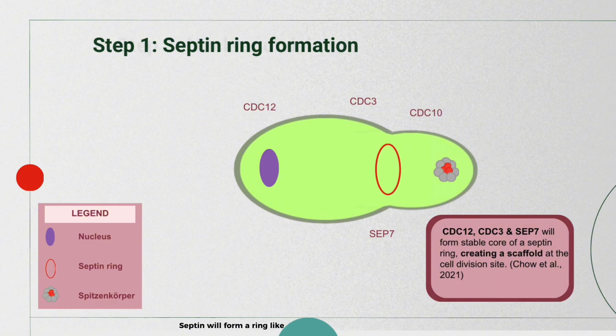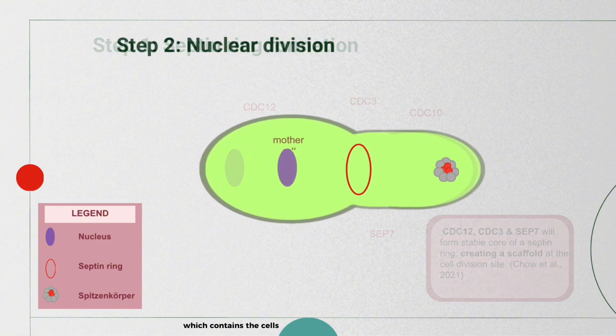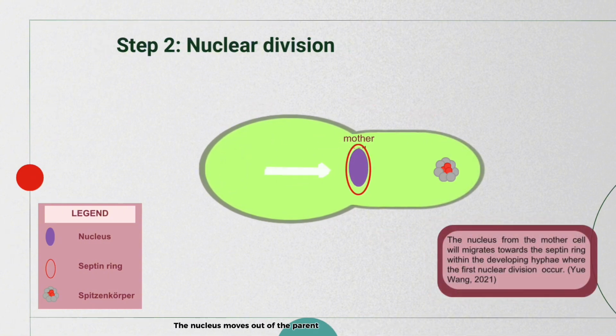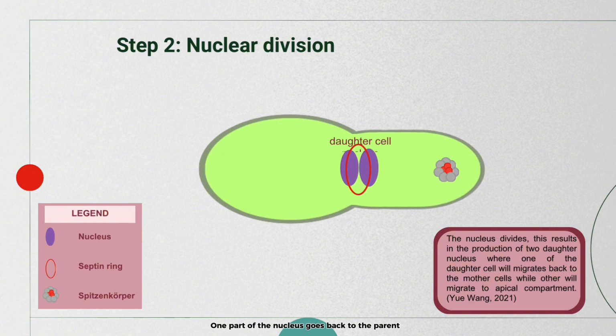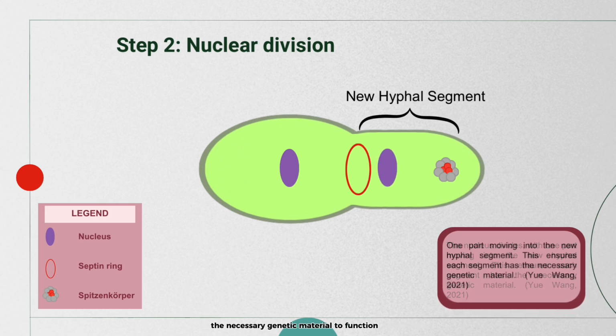Septins will form a ring-like structure at the site where a new hyphal segment will grow. This ring organizes proteins necessary for further cell division and growth. In hyphal cells, the nucleus, which contains the cell's genetic material, divides in a unique way. The nucleus moves out of the parent cell and into a new compartment in the developing hypha. After the division, one part of the nucleus goes back to the parent cell while the other part stays in the new hyphal segment. This process ensures that each new hyphal segment has the necessary genetic material to function properly.